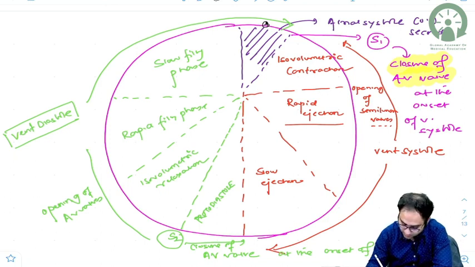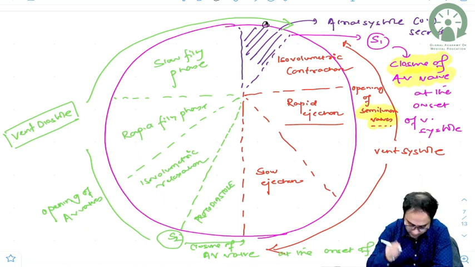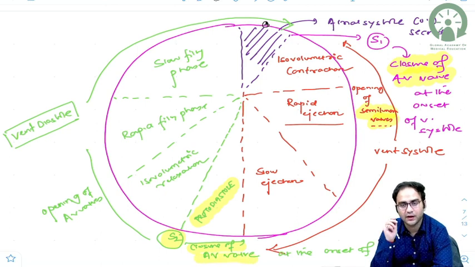At that point of time, there is opening of semilunar valves. So there is rapid ejection. After that, you have the slow ejection. And then due to inertia, the blood still flows from the left ventricle to the aorta, a phase known as the protodiastole. Now, at this point of time, you get the S2. This is the closure of the semilunar valves at the onset of ventricular diastole.